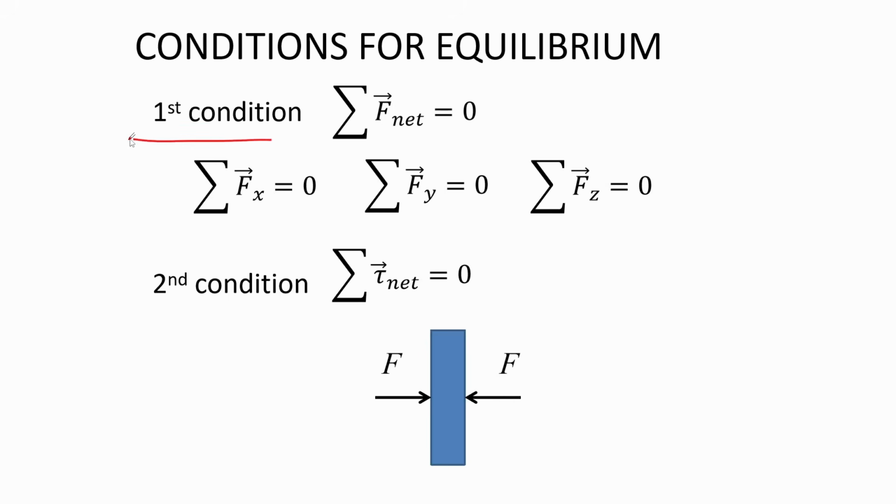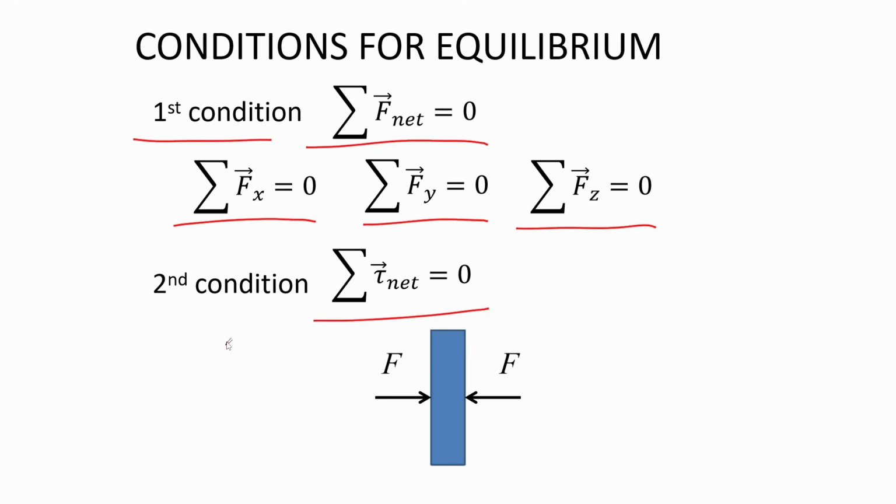So the first condition that we learned so far is that the sum of the forces must be zero, meaning the sum of forces along x is zero, the sum of forces along y is zero, and the sum of Fz is zero for 3 dimensions. Here we add a second condition: the net torque must be equal to zero.